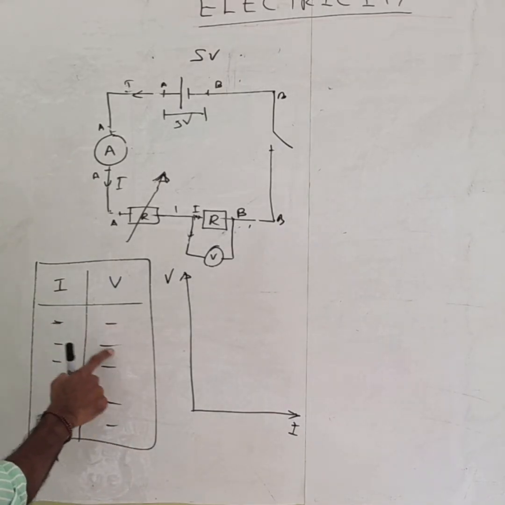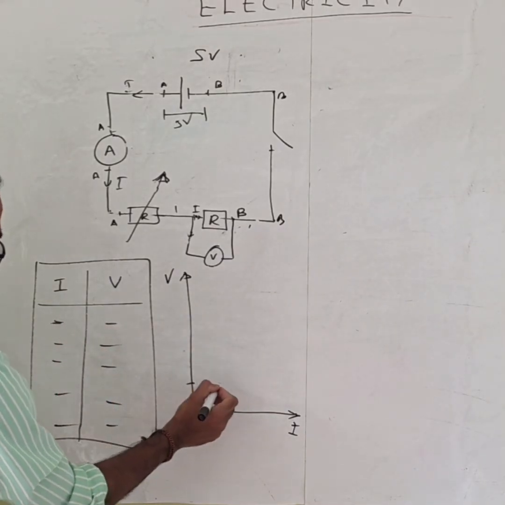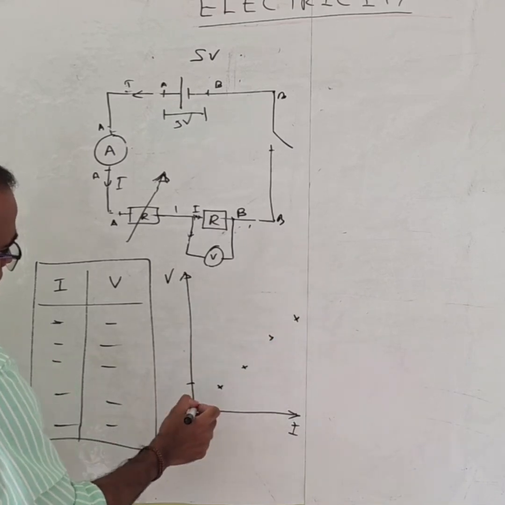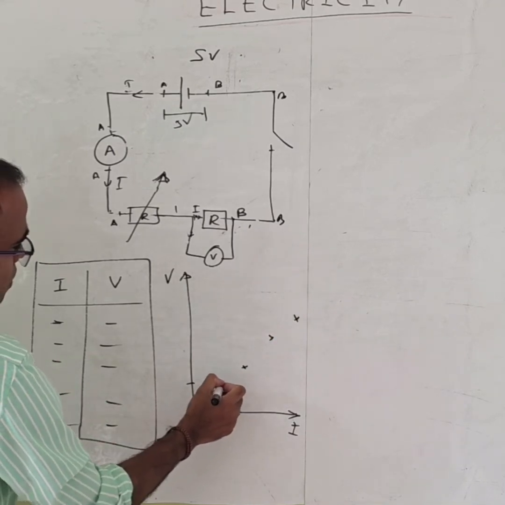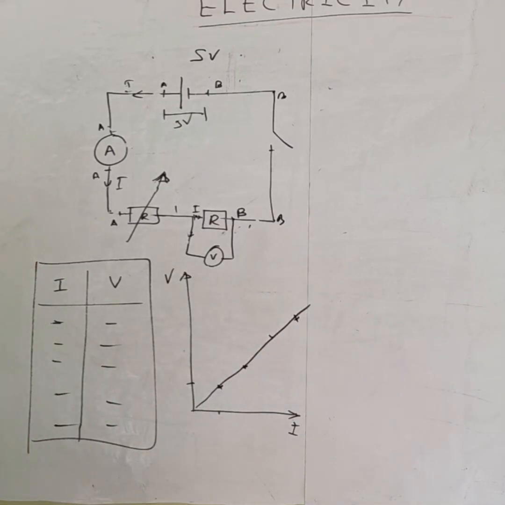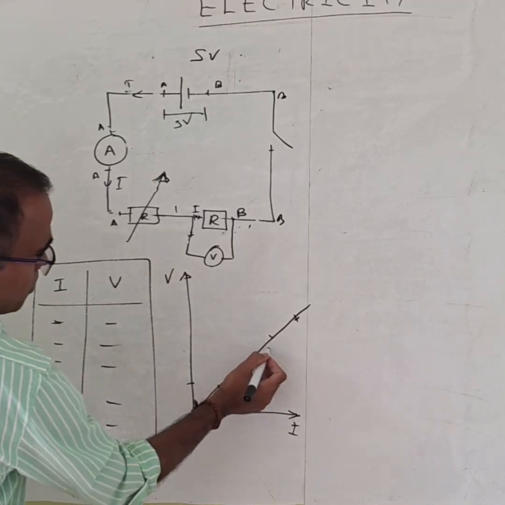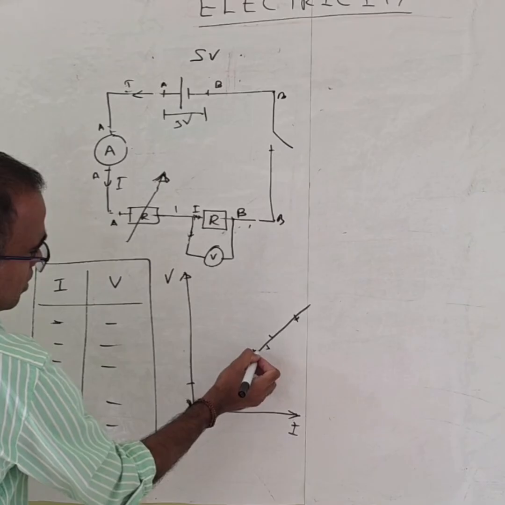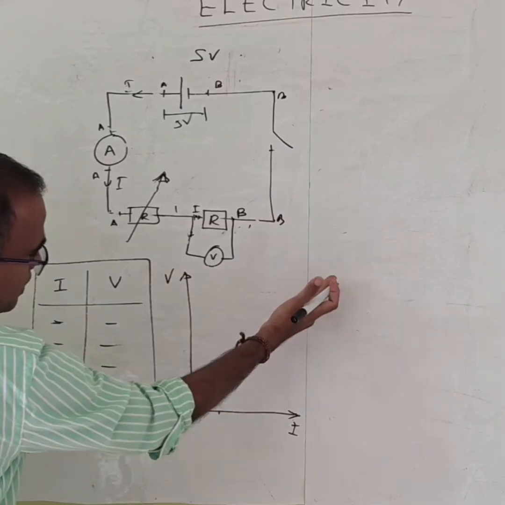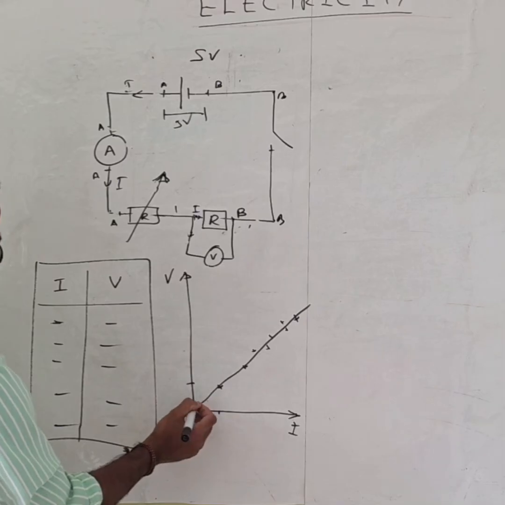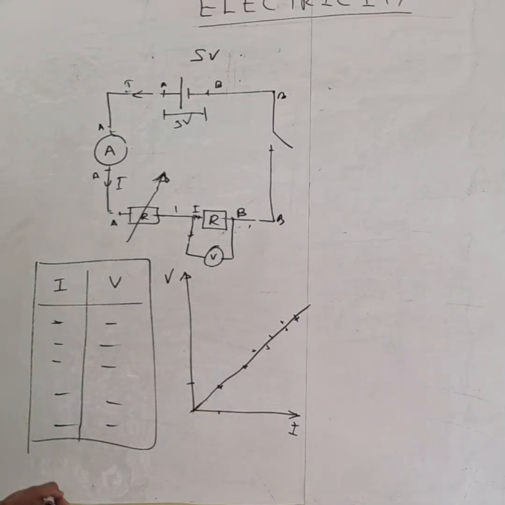So for different values we have these points. If you join the points like this, the straight line will go through the origin. There may be some points a little bit outside this line also, but we have to find the best match line and draw it. It will go almost through the origin.